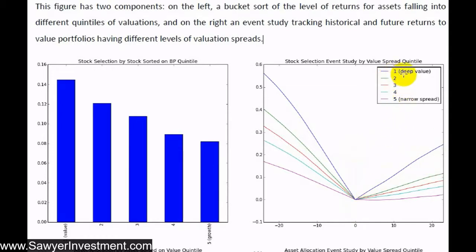And so for this blue line here, we also have the same thing for 2, 3, 4, and 5. And so 5 would represent the narrowest spread, the time periods when the spread between the value and the growth portfolios was the smallest. So what the authors are trying to get at here is that the slopes of these lines are related to the value spread. Looking at the going forward returns, the time periods where value was the deepest, so the largest spread between the value and growth companies, show the largest returns. And when that spread is the narrowest, there's not much of a return at all.